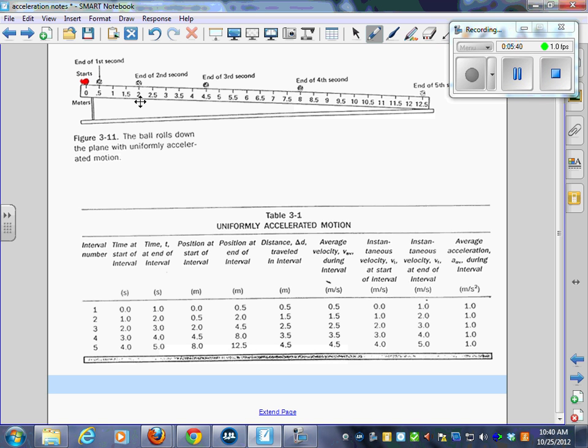2 meters. Where is it at the end of 3 seconds? 4.5, and then 8, and then 12.5. And you can clearly see that the distance between each one of these is getting bigger and bigger. How come? Because it's speeding up, okay?